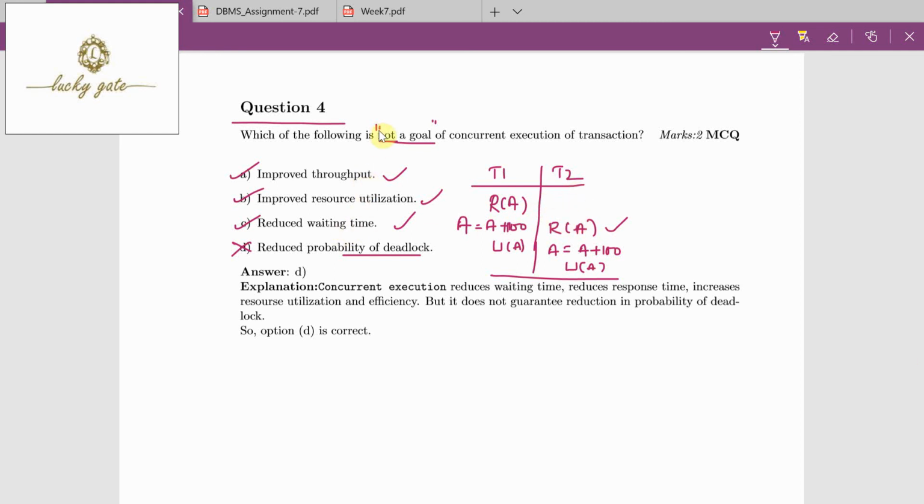Because the question is not a goal, A, B, C are the goals. Because the question is not a goal, option D is the correct answer.